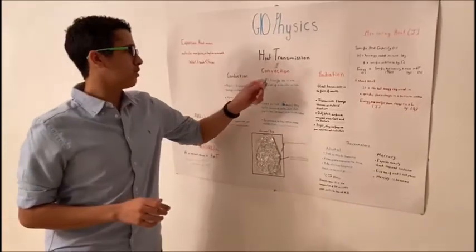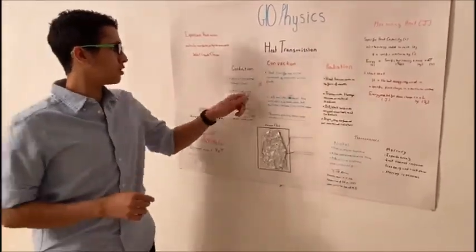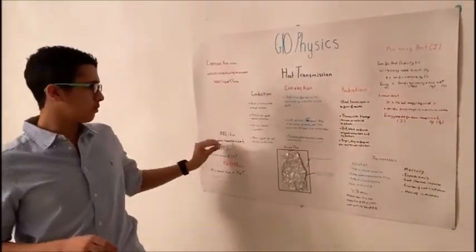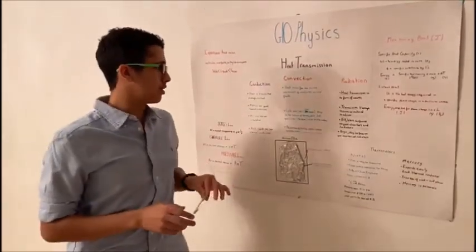The 3 types of heat transmission are conduction, convection, and radiation. First, we have conduction, where heat is transmitted through contact. Metals are good thermal conductors, while air and most liquids are poor thermal conductors, making them good thermal insulators.